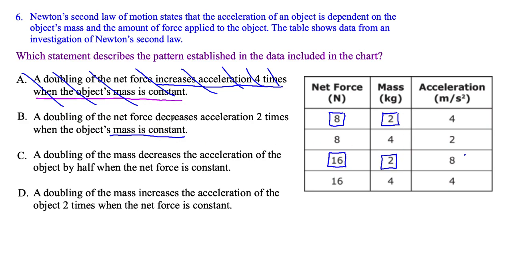Let's see, when this happens, is there a decrease in acceleration by 2 times? So let's go to the corresponding acceleration. Does it decrease by 2 times? Well, decrease means to go down. And this went up. It didn't decrease by 2 times, it increased by 2 times. So this one's gone. Let's go to the next one. Why don't you look at the next one and see if it's the correct answer based on what we've just done?